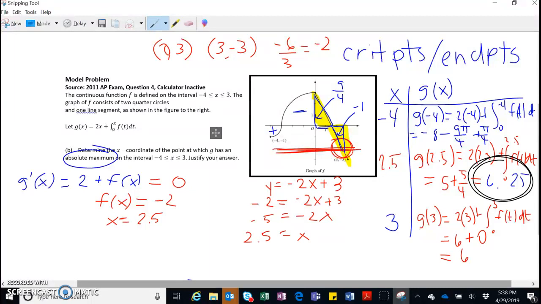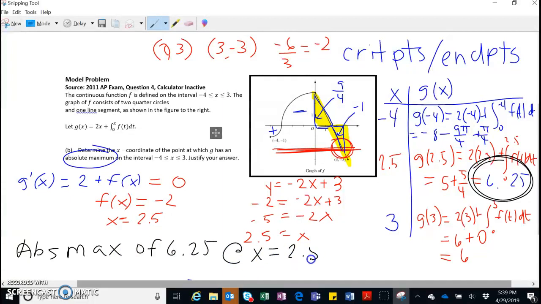So to determine the x coordinate at which g has an absolute max, we have an absolute max of 6.25 occurring at x equals 2.5. So that's kind of a doozy. You can see how this complicated integral really made that absolute max question much harder.